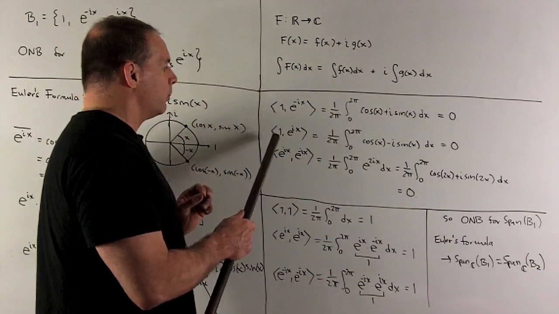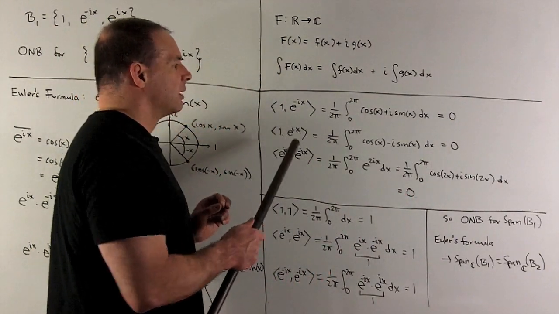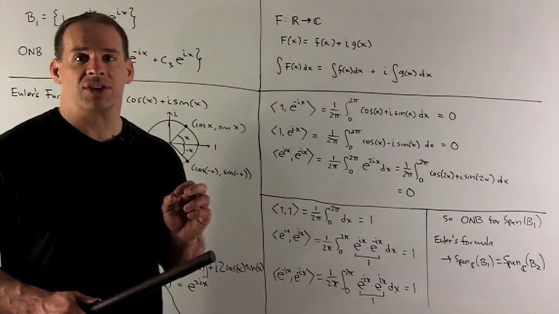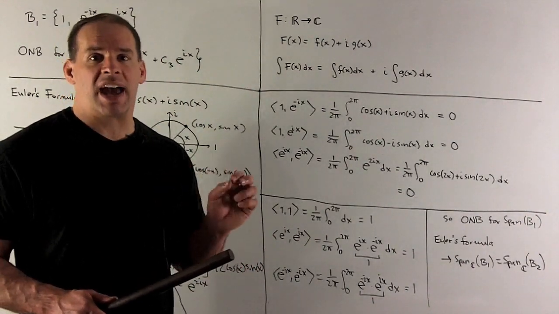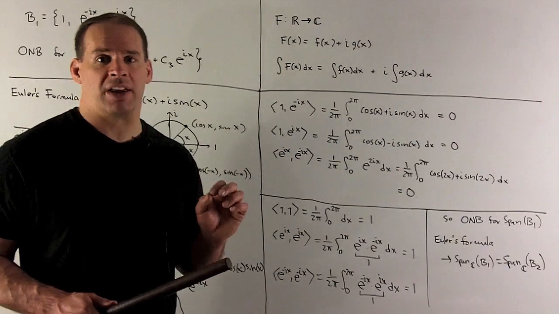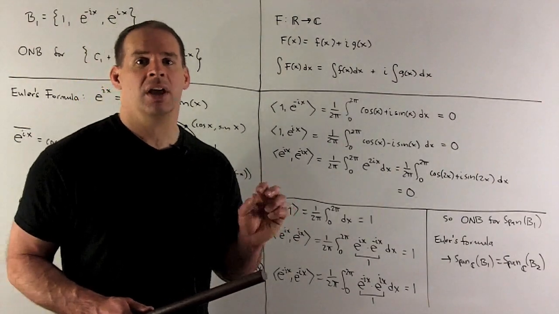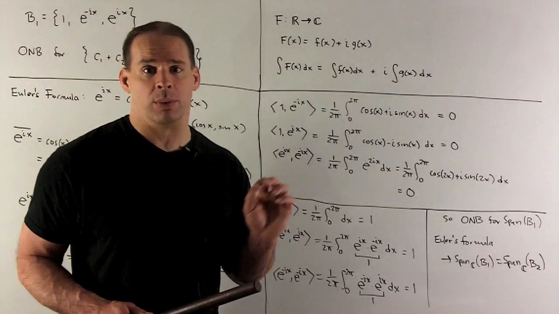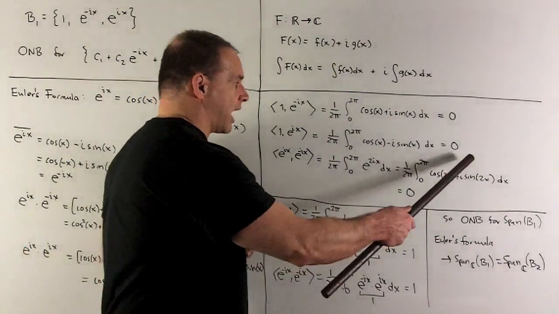For the next one, we have 1 against e to the ix. Same idea. e to the ix goes to e to the minus ix, and we just saw that that's going to be cosine x minus i sine x. The cosine and the sine are going to go to 0 when we integrate. So 0 comes out.